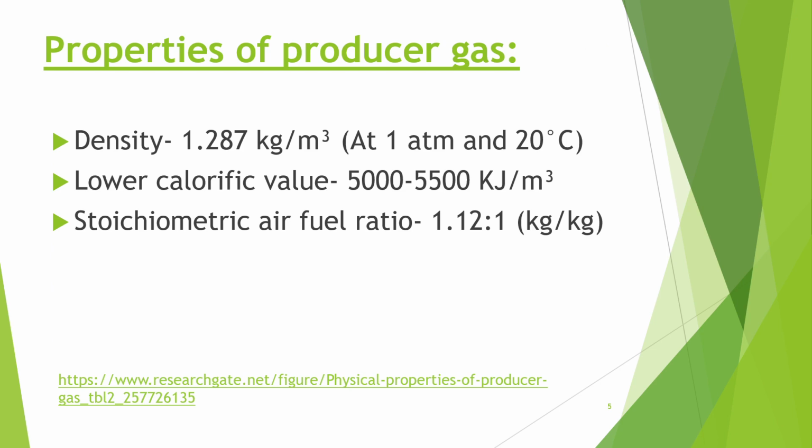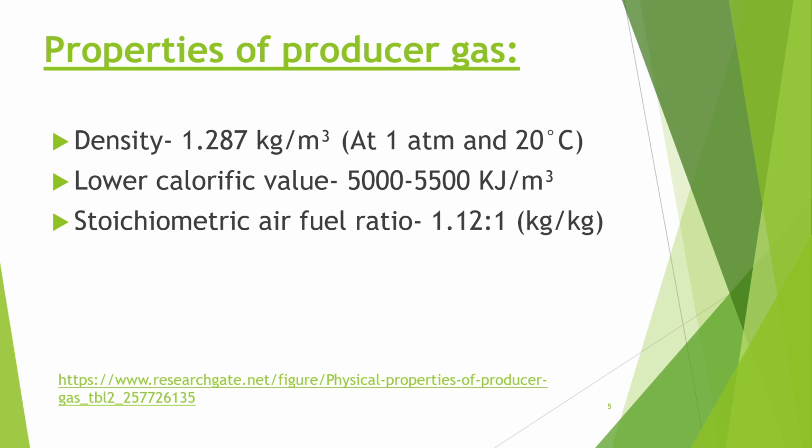Now let's jump into the properties of producer gas. Producer gas properties can be defined on various conditions. For example, density. At standard room temperature and pressure, that is 1 atmosphere and 20 degrees Celsius, the density of producer gas is 1.287 kilogram per meter cube.